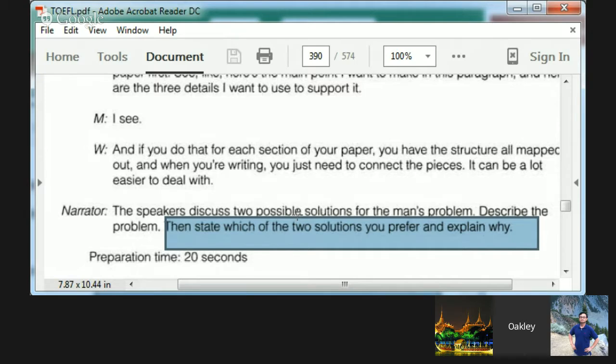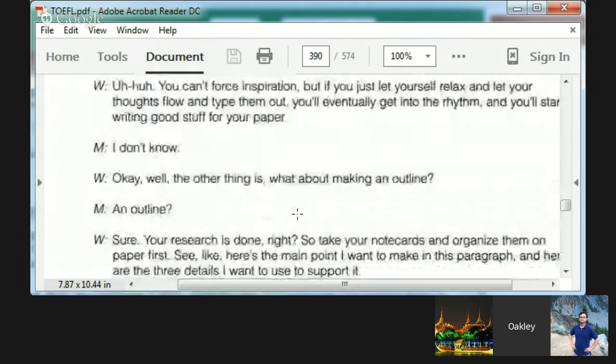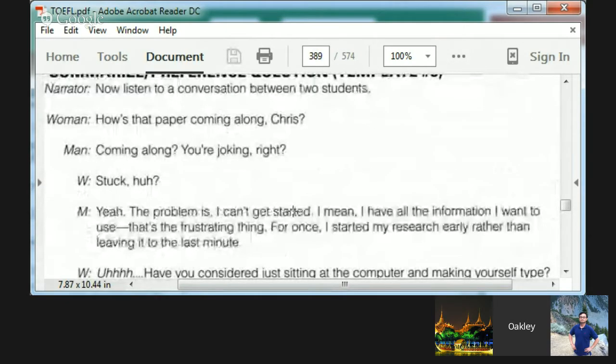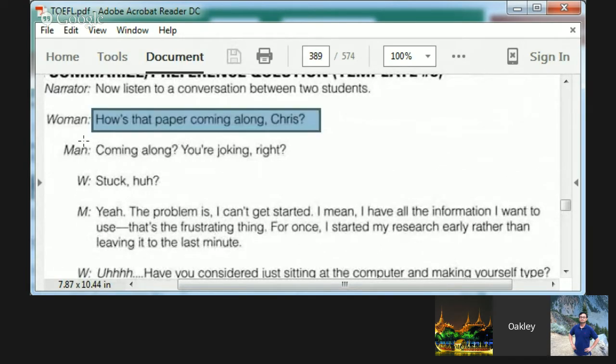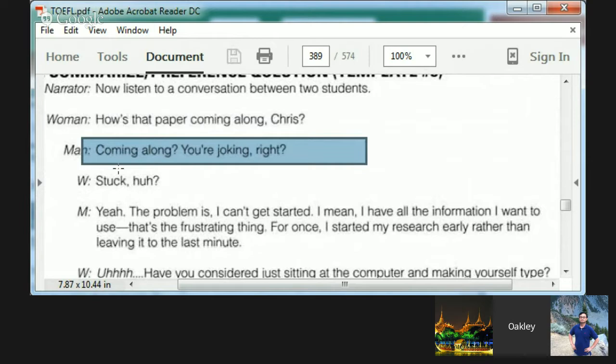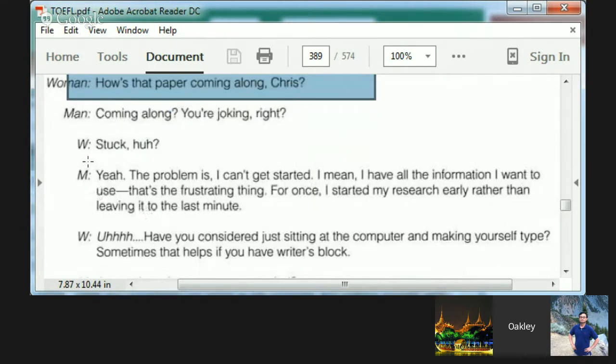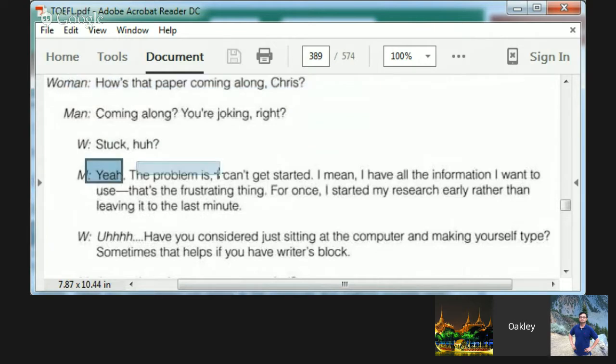Let's first, before I show you how it's done, I'm going to show you a template. But I want to point out something when making notes. The people are going to have a kind of "how are you, what's going on" moment. Then notice here, the man says, "Yeah, the problem is," he clearly announces what his problem is.